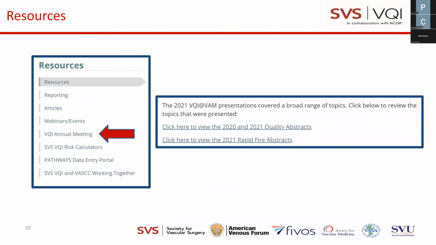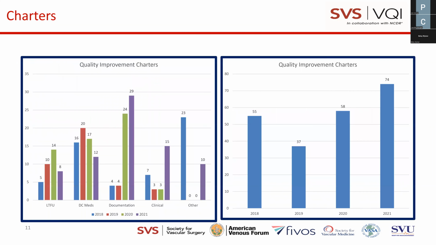Also within the Resource tab, you will find VQI annual meeting quality abstracts, rapid fire abstracts, poster awards, and much more. So now that I've shared our QI resources and where to locate them, let's take a few minutes to focus on our charters.